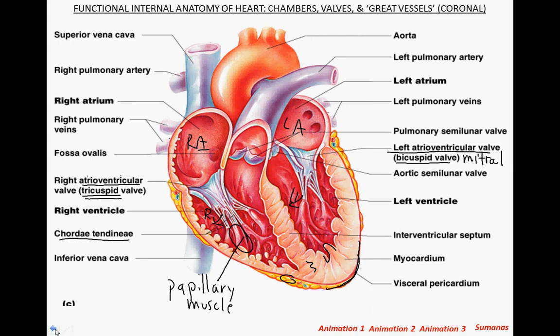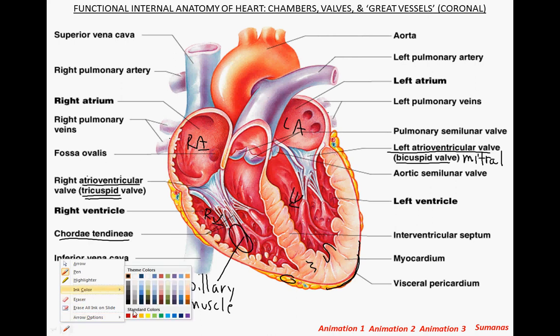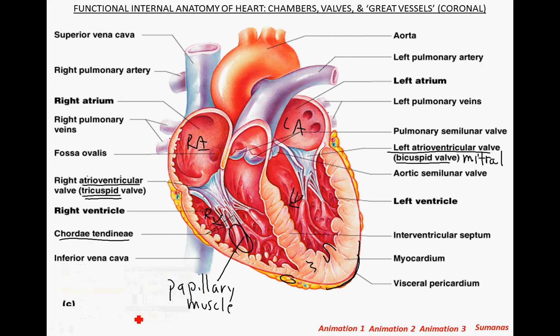And let's then just switch color, and we'll underline in red the 2 semilunar valves. There's a semilunar valve on the right side, which is the pulmonary semilunar valve. So this controls blood flow from the right ventricle into the pulmonary trunk and then into the pulmonary arteries. So that's the pulmonary semilunar valve. Semilunar, half moons. So there are 3 cusps here, and you can see that roughly they look like a half moon shape there.